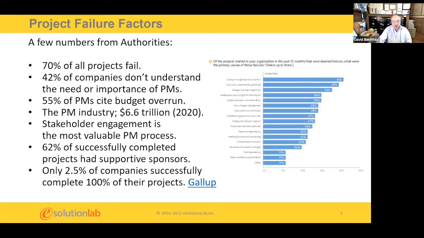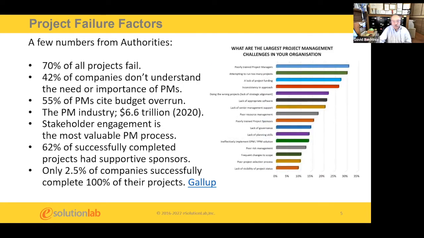These are, as I said, probably 10% of what I'm sharing with you. Project managers are poorly trained. Do you see that? This is Gallup's. And that's contributing to a high factor of failures.